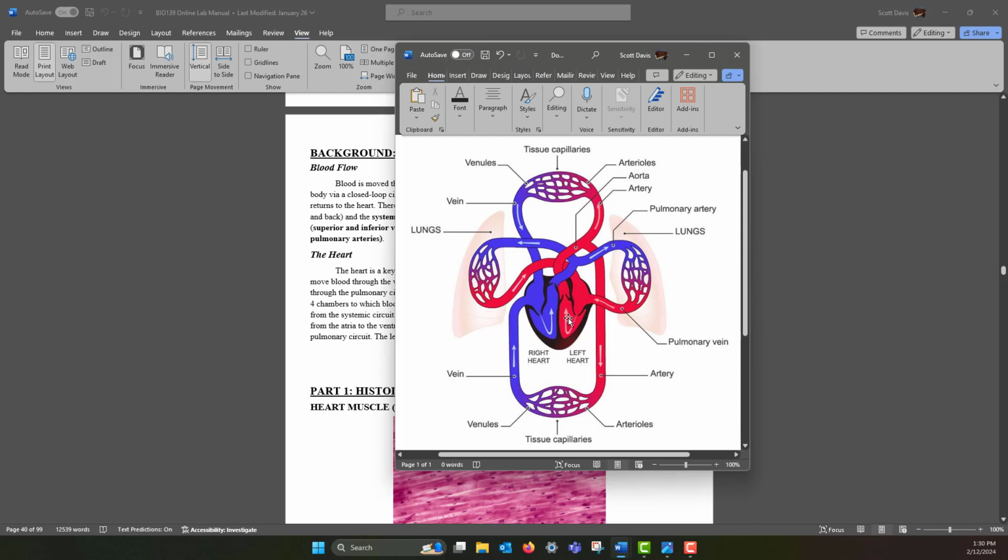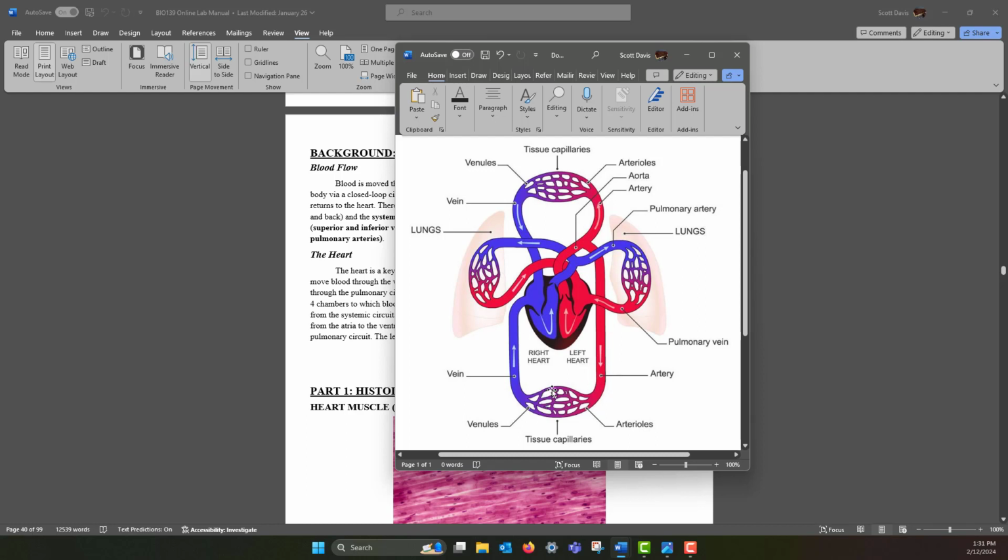We leave the left side of the heart carrying oxygenated blood into the largest vessel in the body called the aorta. And the aorta is going to deliver blood to the upper part of the body and the lower part of the body. Here we're carrying oxygenated blood up towards the head, the upper chest, the arms. Down here we're carrying blood to everything below the heart. Both of these are oxygenated.